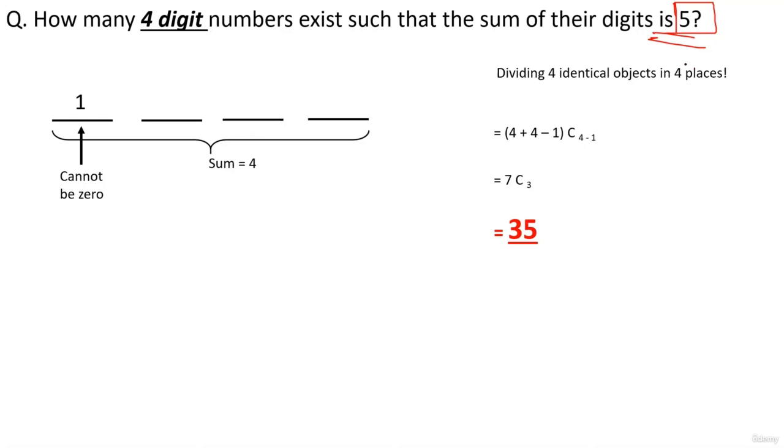Okay, I hope you understood the concept. Okay, एक हमने यहाँ डाल दिया, बाकी चारों का हमें 4 चाहिए. So by partitioning, it is as good as saying हमें 4 identical objects place करना है 4 places पे. This can be done in 4 plus 4 minus 1, C4 minus 1 ways. That is 35 ways, right?